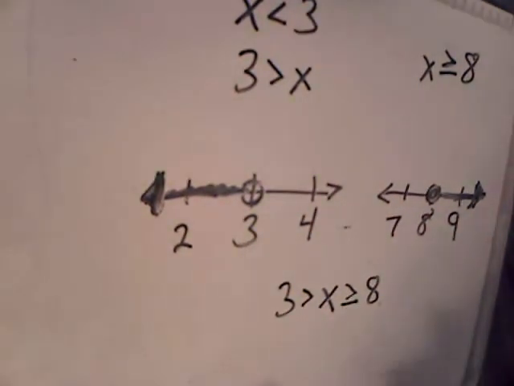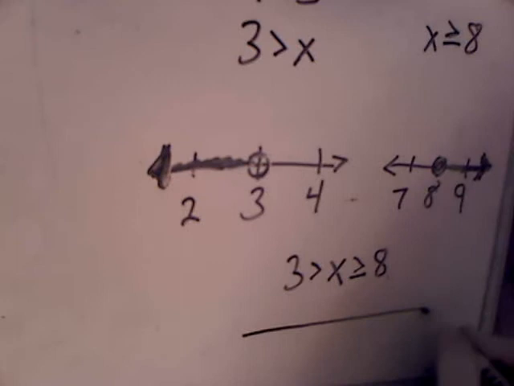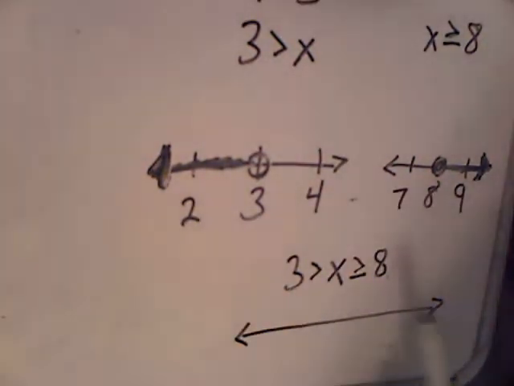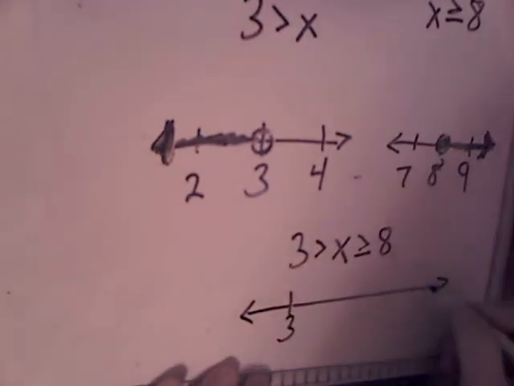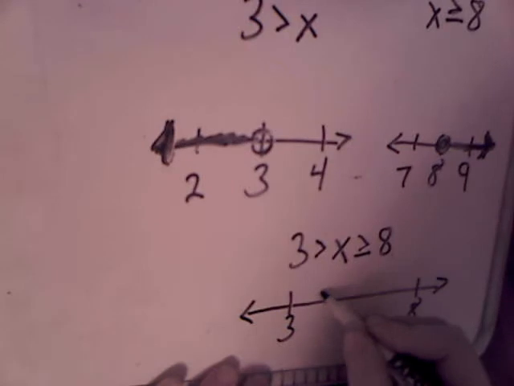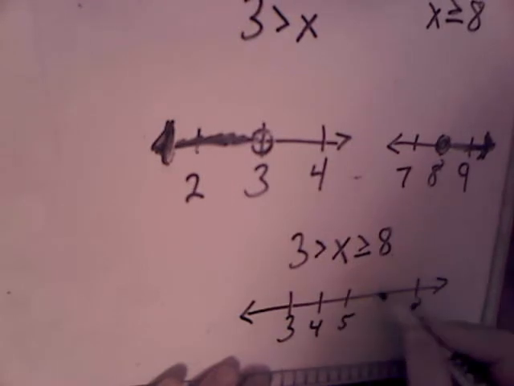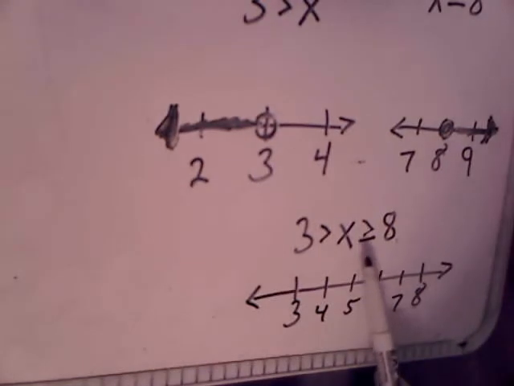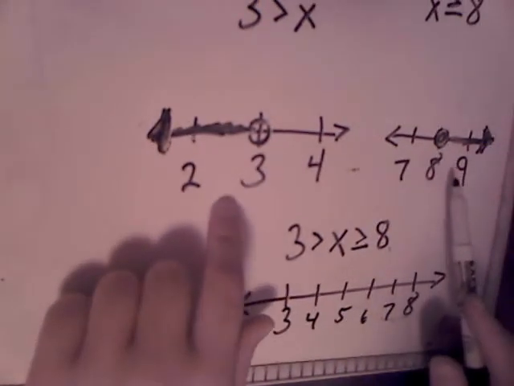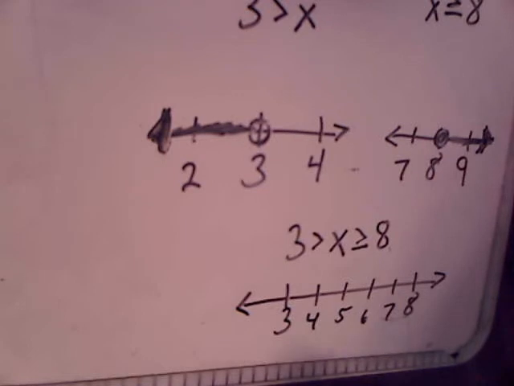So let's take a look at what this would look like being graphed. I need to make sure that I have my two numbers on here. I need 3 and I need 8. So I'll do a 3 here, I'll put 8 here, 4, 5, 6, 7, 8. Now what I want to do is take what I just did on these two and put them on the same graph.